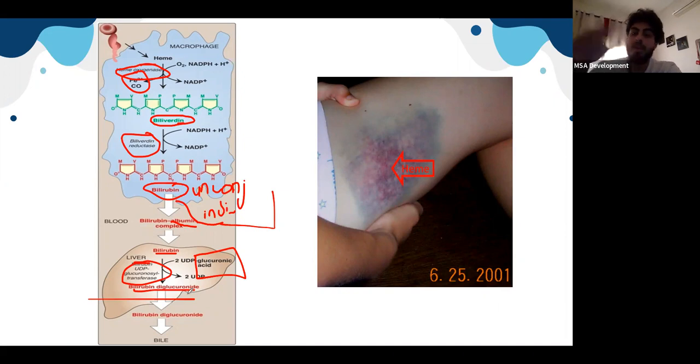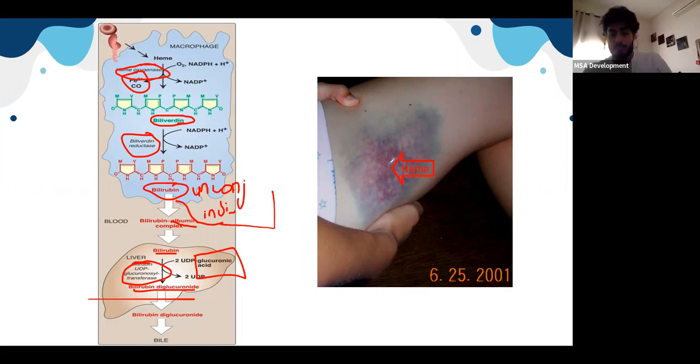After that, it gets to the bile, and then the small intestine. In the small intestine, it gets metabolized: either it goes to the kidneys and gets excreted as urine, or from the small intestine it becomes feces, basically. And this is the whole process.